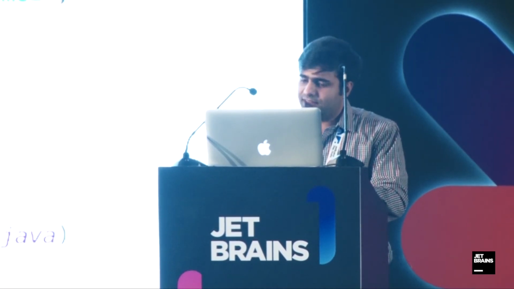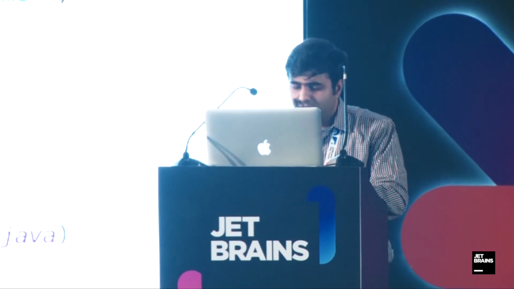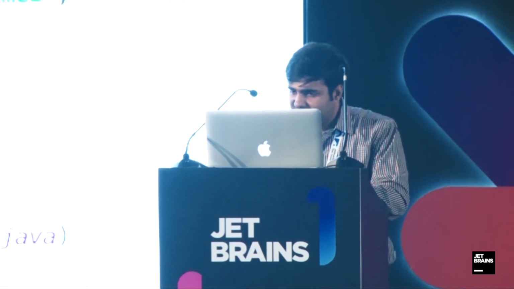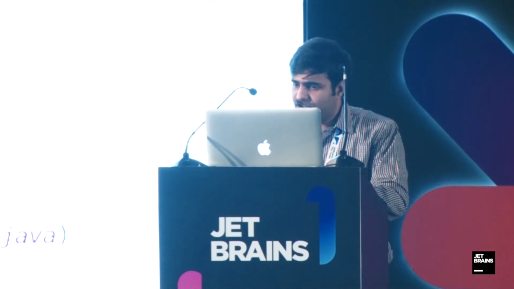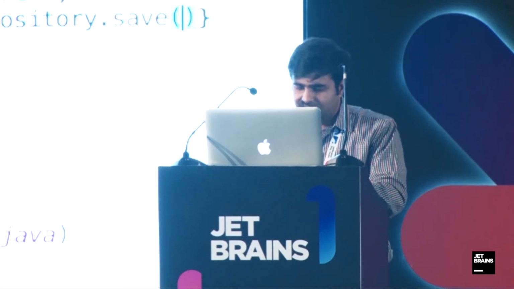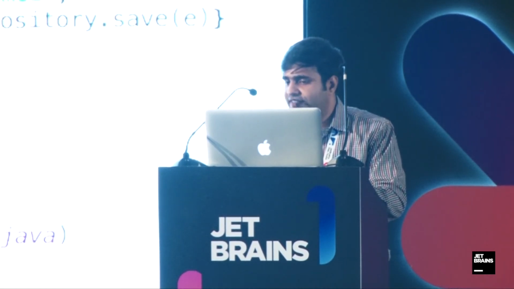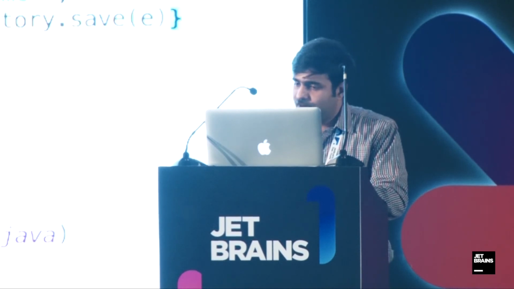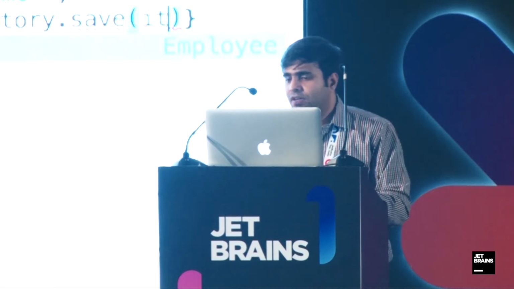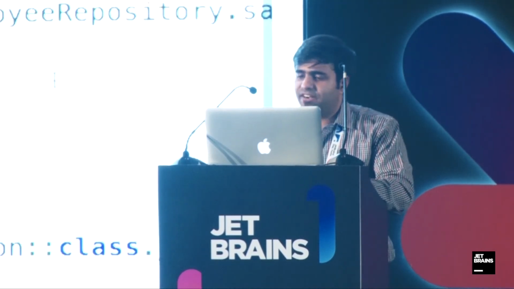So here in case of parentheses, you have to pass the curly braces, and you are going to say E, then arrow, then employee repository dot save, and then you pass the E element. Now if you just want to ignore this E syntax here, you can just remove it and use it here. So "it" here represents the object under execution right now.